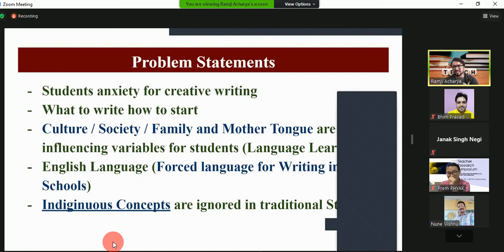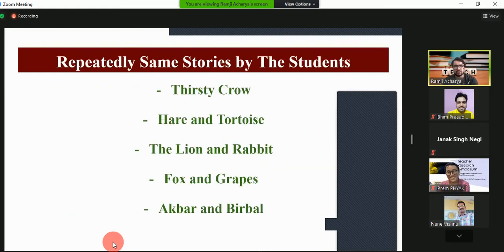This is what I faced before I designed this project. When I asked students to write a story, I mostly found the same titles, even in exams and in informal story sharing. Always the students share the thirsty crow: once there was a crow searching for water. Something else, the hare and tortoise race, lion and rabbit, fox and grapes, Akbar and Birbal. These are the most popular stories.